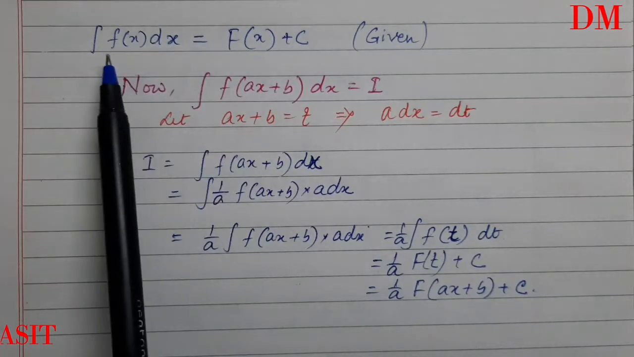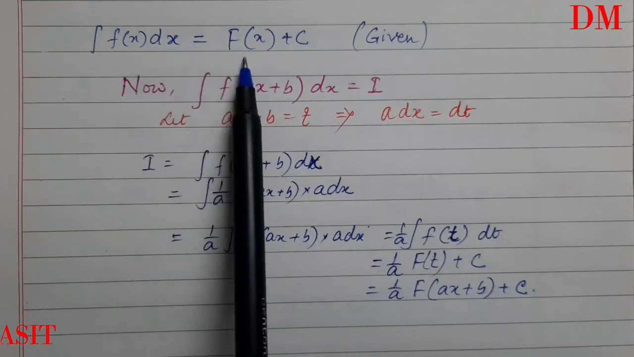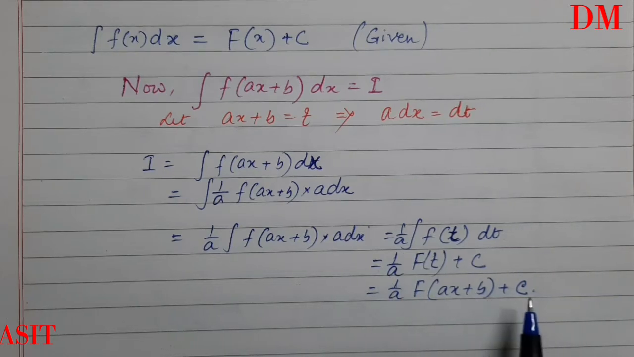Now here also, integration of f(x) with respect to the variable x. So since it is capital F(x), then it will be capital F(t) plus c. Now we will replace back t equals ax plus b. So ultimately the result is 1 by a F of ax plus b plus c.